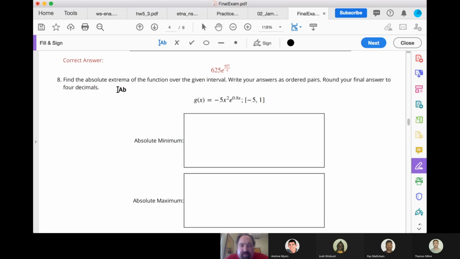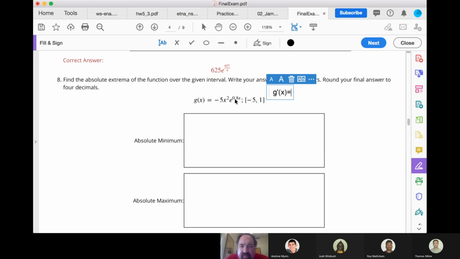Okay, another absolute max min problem. Here's your function, here's your interval. So you need to consider the two endpoints, -5 and 1. And then any points where the derivative is 0, as long as they fall within this interval. So for this, you're going to need the product rule.